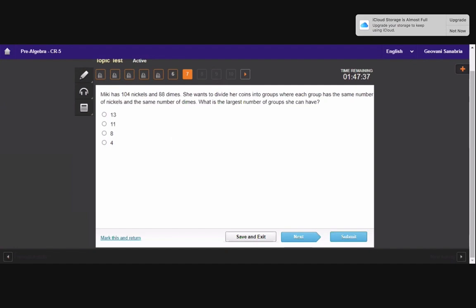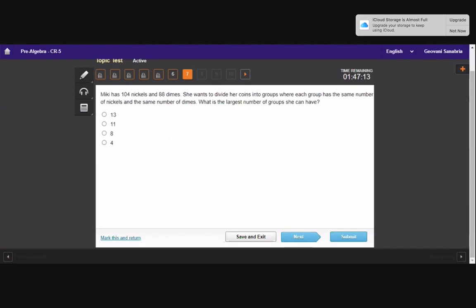So let's say she has 11 groups of 8, right? Of 80, that'd be 88 dimes. And then she makes 11 groups of the nickels with the 8 quantity as well. That's the biggest number she can have of both. I don't know. So maybe it's 8. I have no idea.